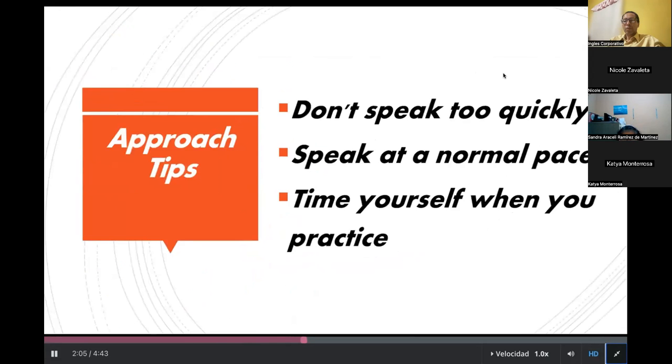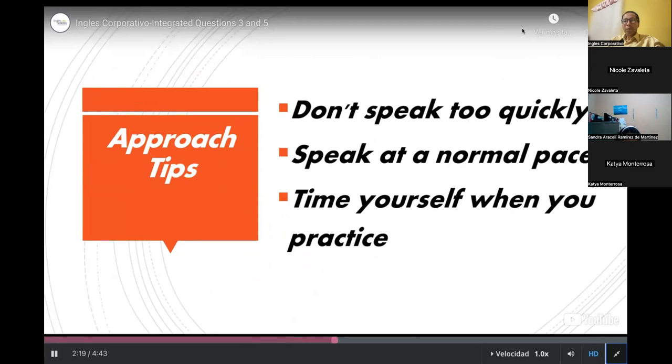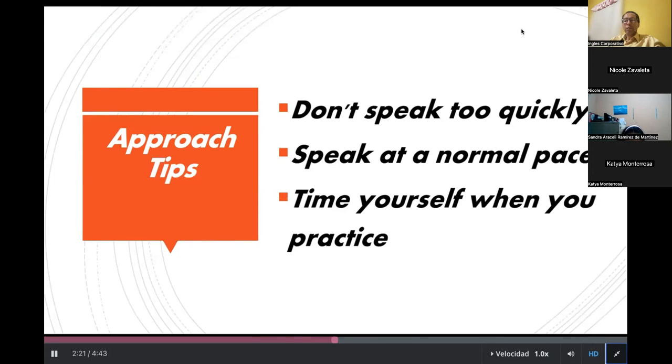Approach tips. Don't speak too quickly. Speak at a normal pace. Time yourself when you practice. How to approach these kinds of speaking questions. Number 1, be careful not to speak too quickly because this might make it difficult for the rater to understand you. The questions are designed so that if you speak at a normal pace, you will have enough time to give a complete response. You will get better at this if you time yourself when you practice.